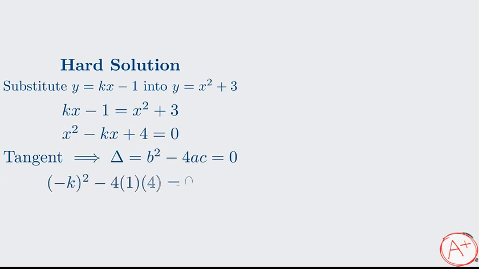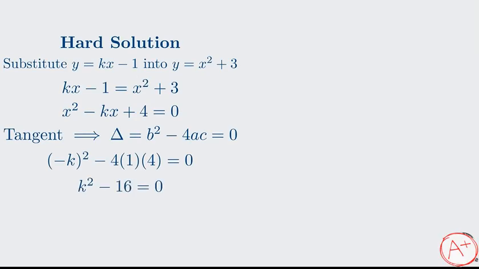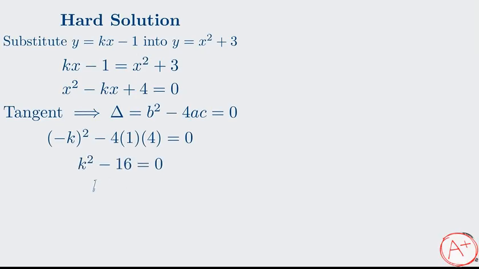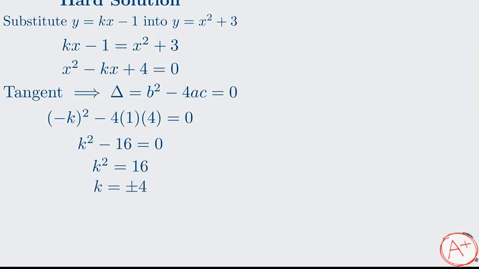Substituting our coefficients, (-k) squared minus 4 times 1 times 4 equals 0. This simplifies to k squared minus 16 equals 0. So k squared equals 16, which means k equals 4 or -4.